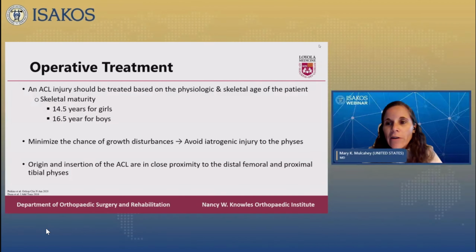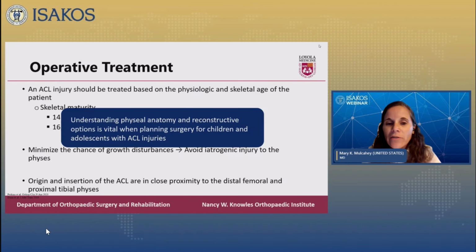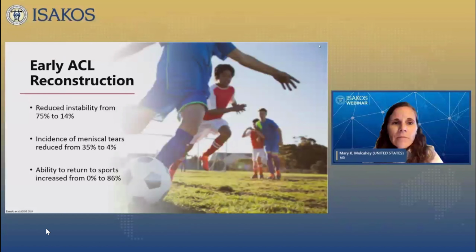We know skeletal maturity occurs at about age 14 for girls and 16 for boys. And we, of course, want to do everything we can to minimize the chance of growth disturbance by avoiding iatrogenic injury to the physis. Keep in mind also that the origin and insertion of the ACL are in very close proximity to the distal femoral and proximal tibial physes. So we have to understand the physeal anatomy and our reconstruction options when we're planning surgery in these kids.